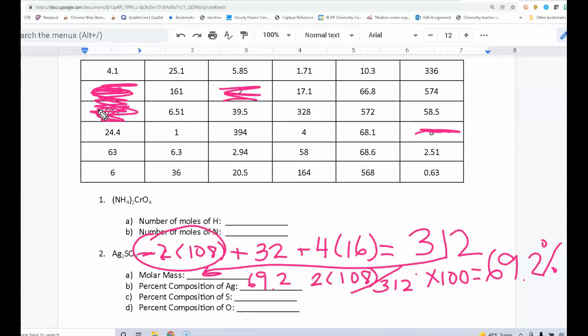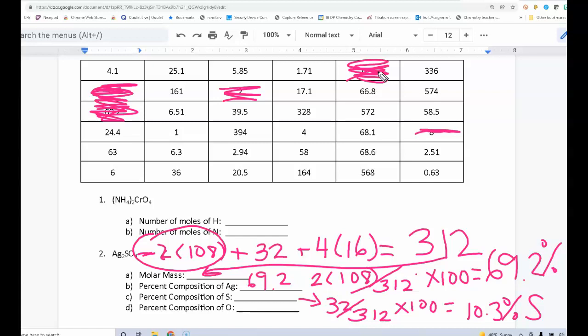And I'm going to continue this with sulfur next. So for sulfur, I am going to take the part that was sulfur, which was 32, and I'm going to divide it by 312, and I'm going to multiply the whole thing by 100 to make it a percent. So 32 divided by 312 gives me 10.3% for my sulfur, and I can go find 10.3% right here on my chart, and I can shade that in as well.